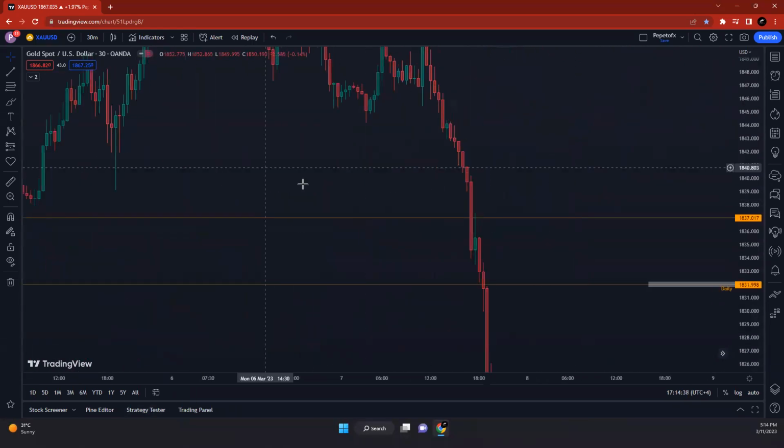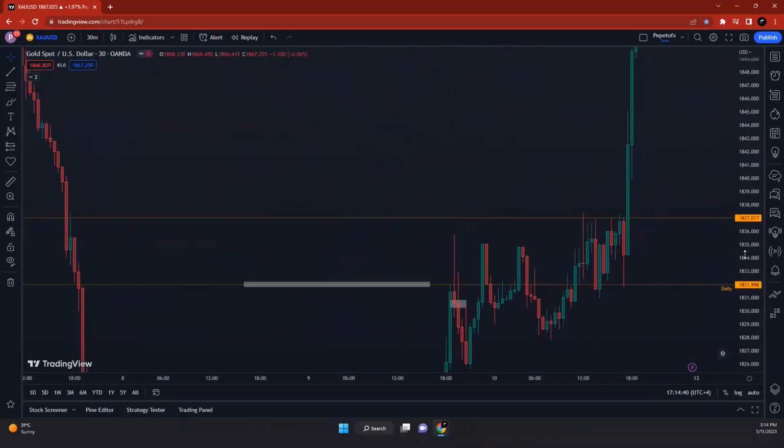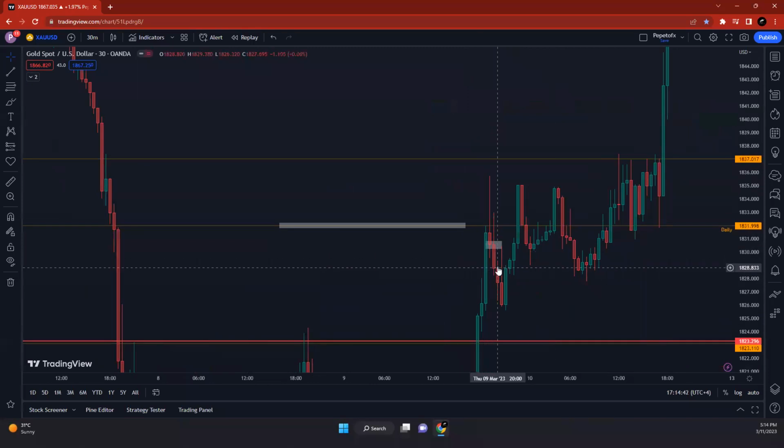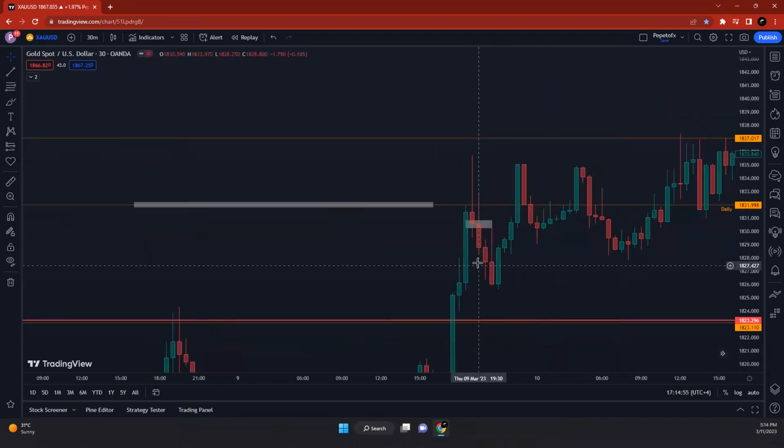Okay. So I was doing a mixture of entering on a breakout on 30 minutes, but a stop loss on 5 minutes. Always I was getting stopped out.